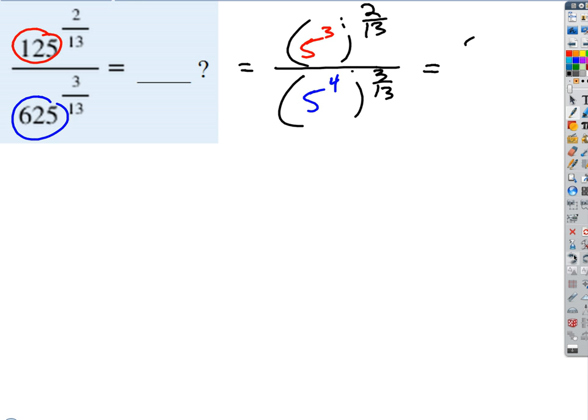Boy, this pen, it's almost out of virtual ink or something, I don't know what's going on. So, what about the bottom, what do we get? 12 thirteenths. Okay, so let me write that down here.